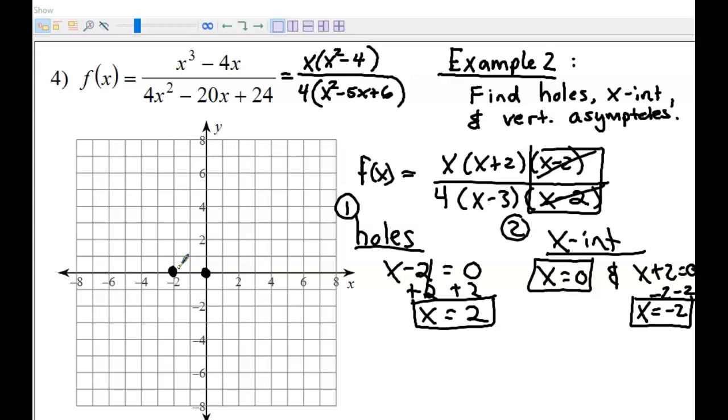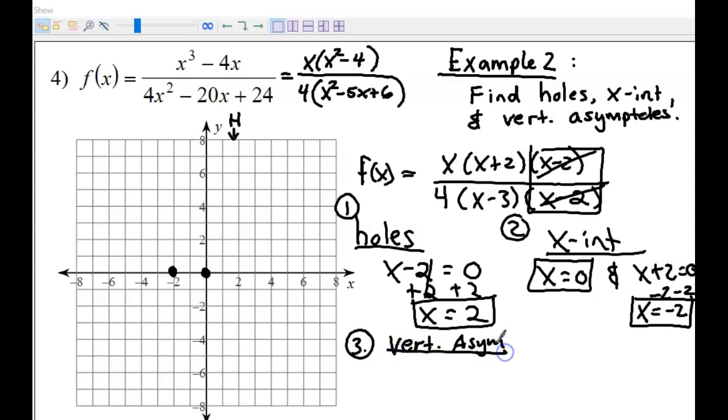So I found where the hole is going to be. I'll just put an H here to represent somewhere at this point where x equals 2, there's going to be a hole on my graph. And I know that it's going to touch the x-axis here. And then number 3, we need to find our vertical asymptote.